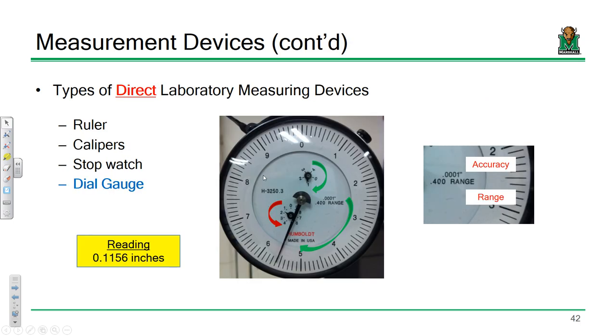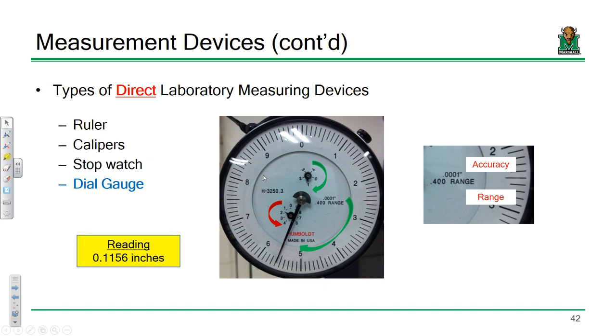Some direct measurement devices, things like a ruler. A stopwatch is a very common example of a direct measuring device because it directly will tell you time. Another one that we see a lot in civil engineering contexts is what's called a dial gauge. I want to give you an understanding of how a dial gauge works. We're going to see them here and there in some of our laboratory settings, so I want you to understand how to read them. Everybody will probably want to pay attention to this.